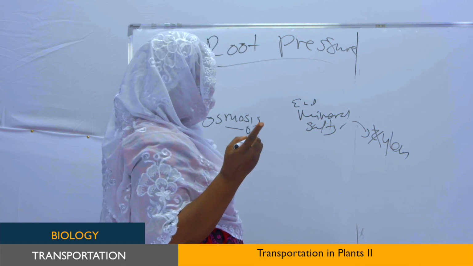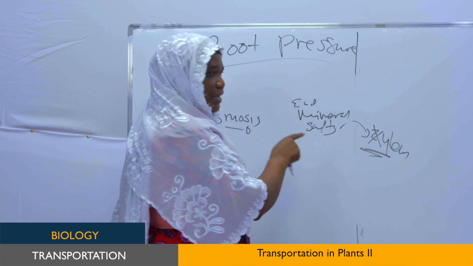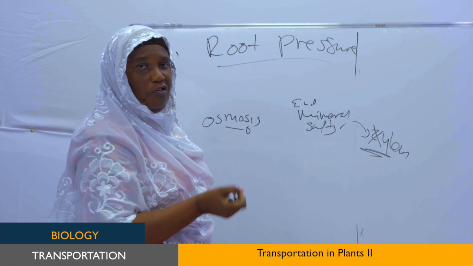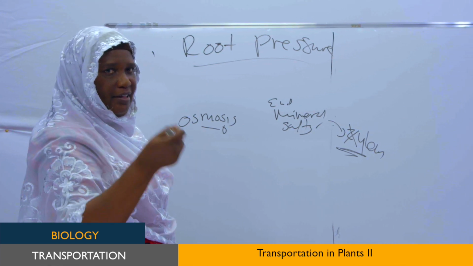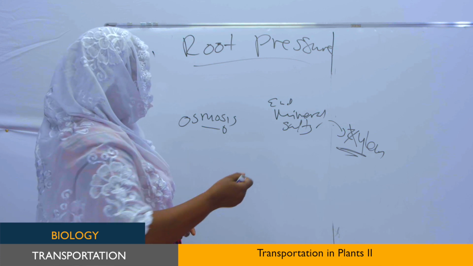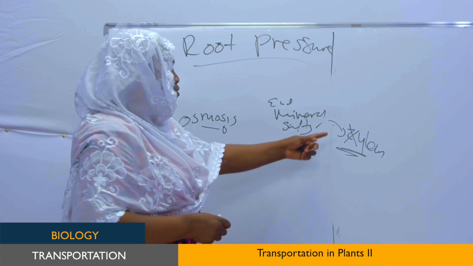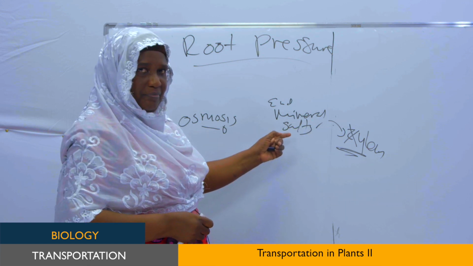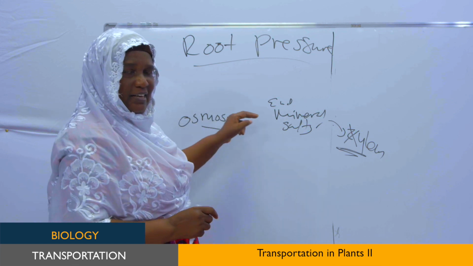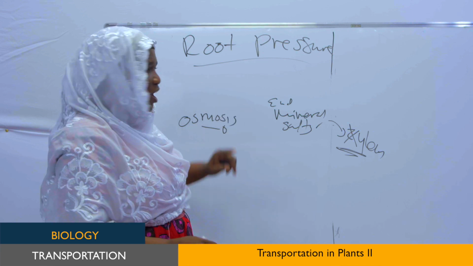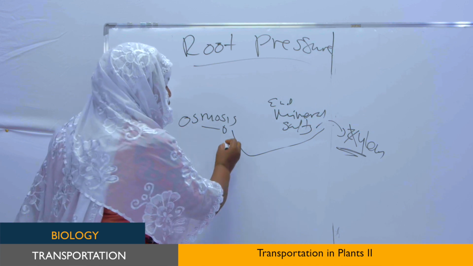Due to that, we expect the protoplasm in the xylem there to create forces. The force will be created there. That force will pull water from the neighboring cells. At the same time, osmosis still takes place. So these forces create hydrostatic pressure.